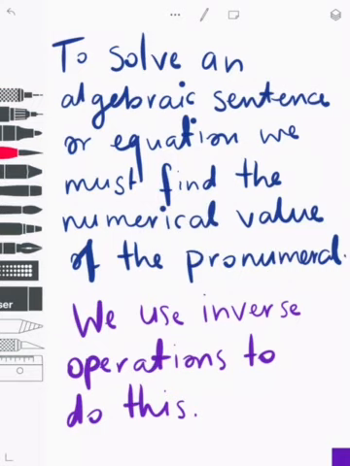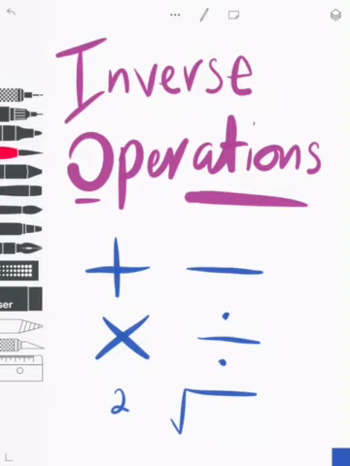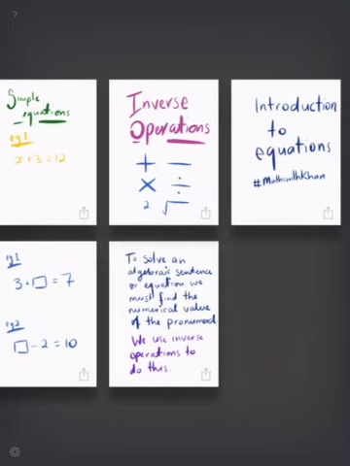The word inverse means opposite, and our inverse operations are plus, minus, times, divide, square, and square root, meaning that the opposite of plus is minus and the opposite of minus is plus. Just like that, the opposite of multiplication is division, and the opposite of division is multiplication, and the opposite of squared is square root, and vice versa. So let's go through what inverse operations are and how we use them.